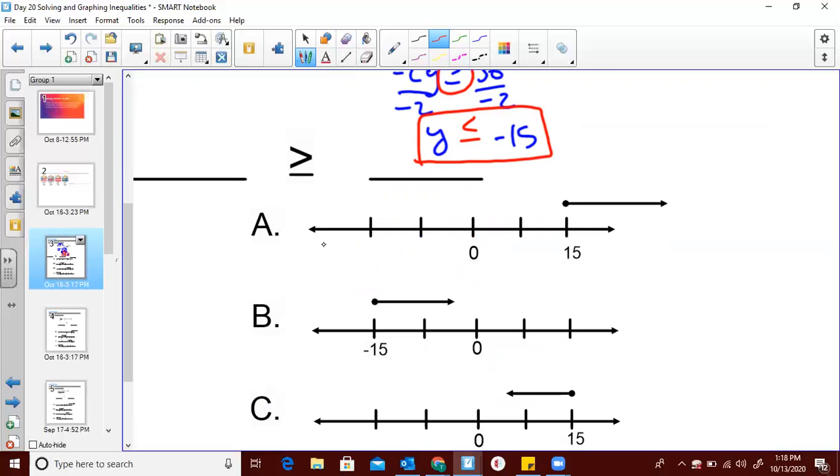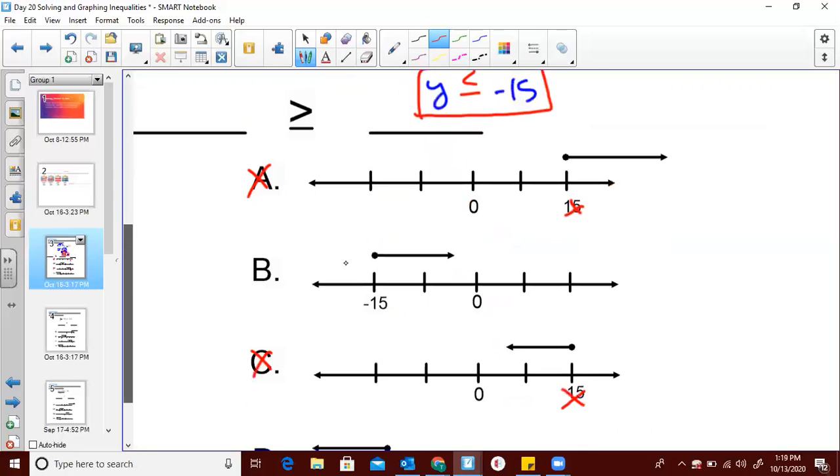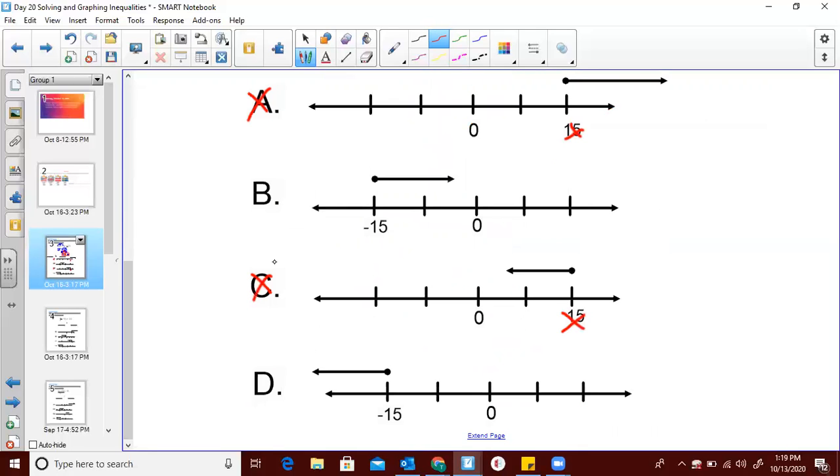So well, we know A is not going to be it because we have a positive 15. We know C is not going to be it because we have a positive 15. So we're looking for where y is less than negative 15. So here we have every number greater than negative 15, so B is not going to be an answer. And you'll see that D is our answer because it's every number less than negative 15.